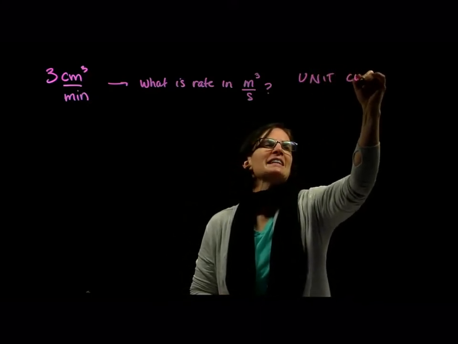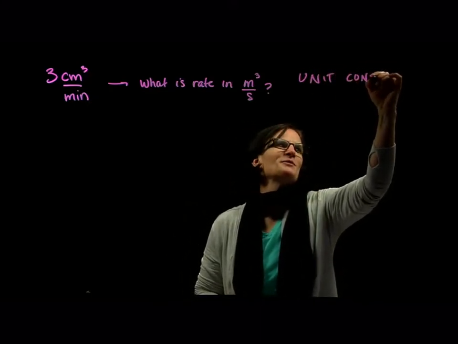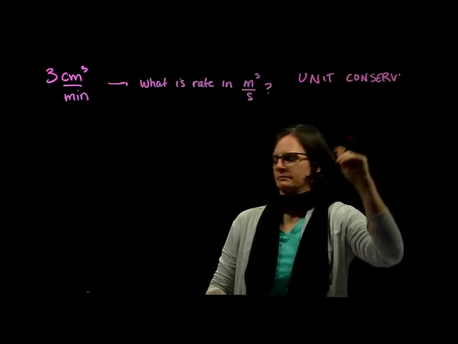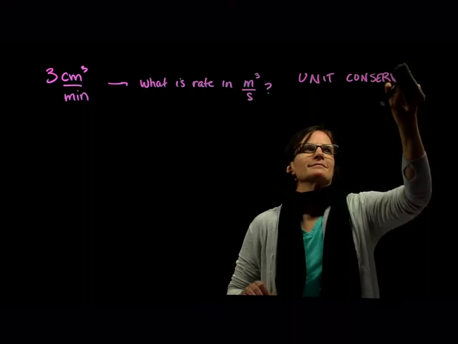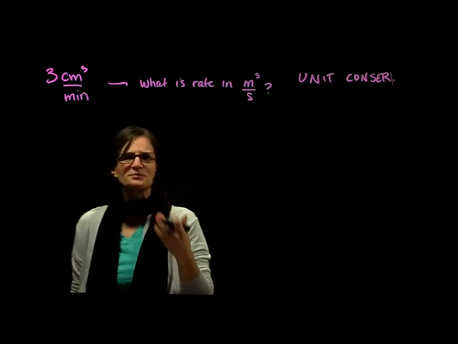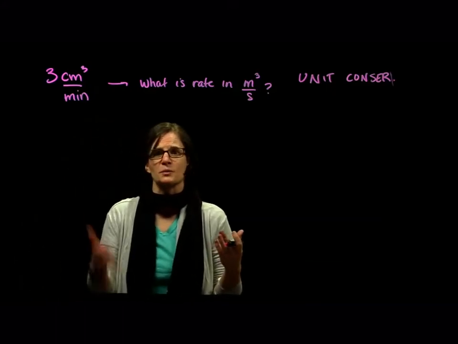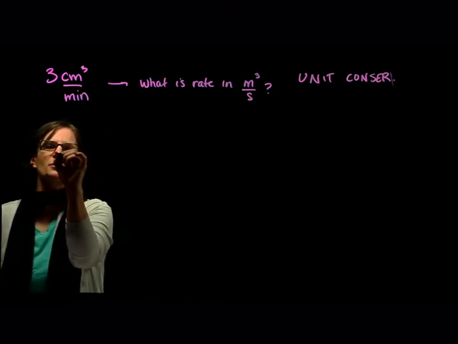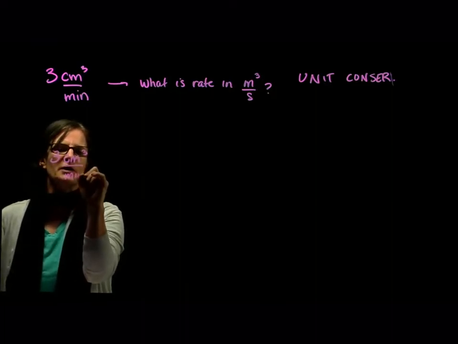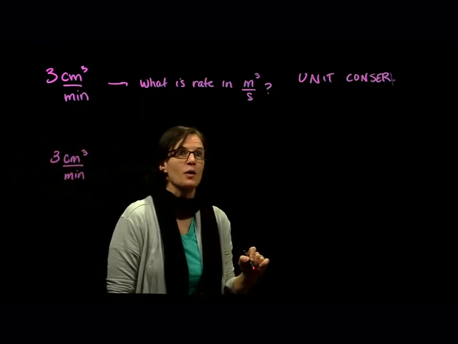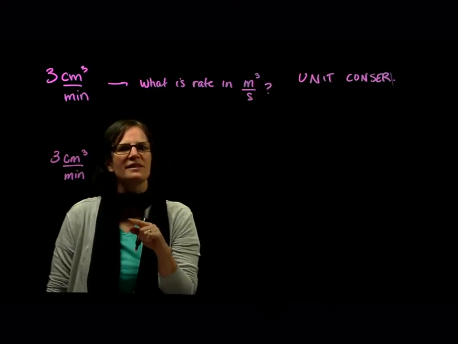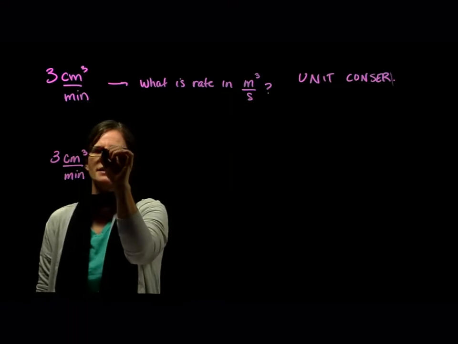So this is your concept, unit conversions. All right, so how do we start a unit conversion? Well, we're going to start with what we have. So we have 3 cubic centimeters per minute. All right, so I need cubic meters on the top. So I'm going to work with getting my cubic meters on the top.